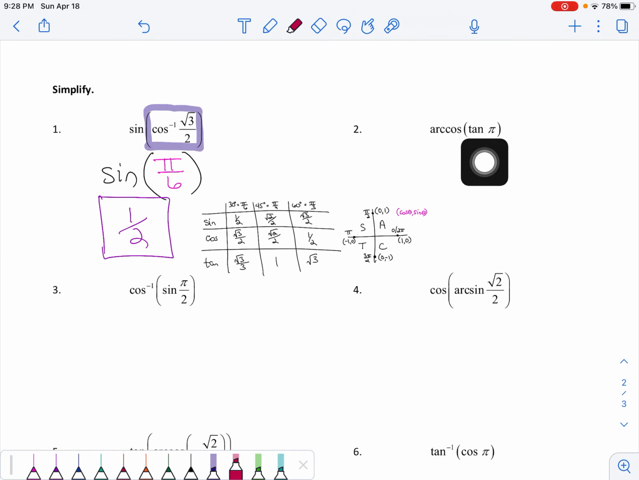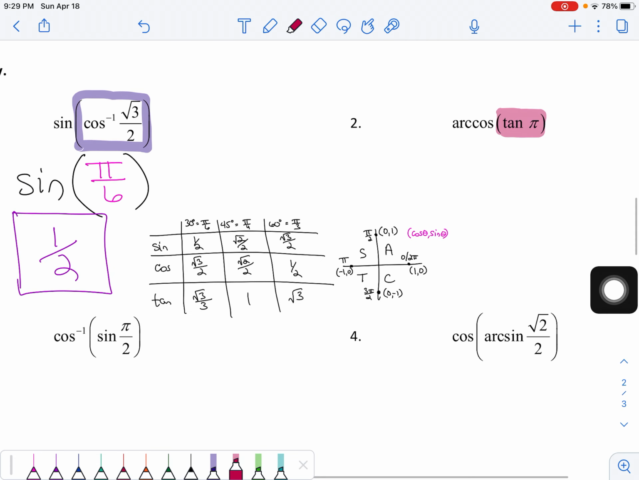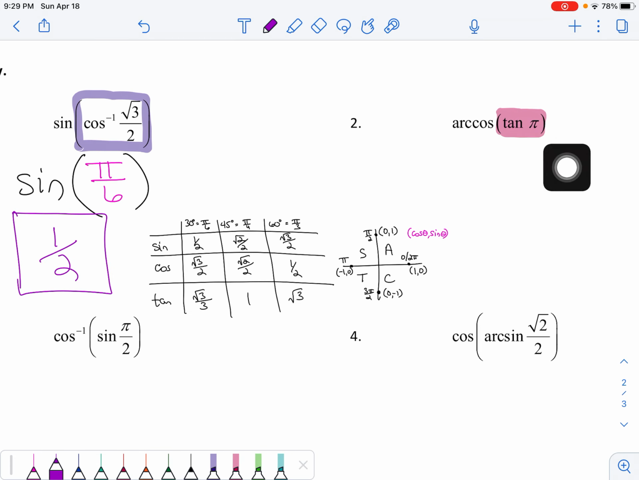All right, so problem number 2 right here, again start with the inside. I want to know what is the tangent of pi. That's a straightforward question, it's the ones that we've been working on. So I'm going to zoom in on my ASTC chart. Tangent of pi, here's pi, and here is the ordered pair. One thing to remember, tangent is sine divided by cosine. So the sine of pi divided by the cosine of pi would be 0 over -1. 0 over -1 is just 0. So let me zoom out here.